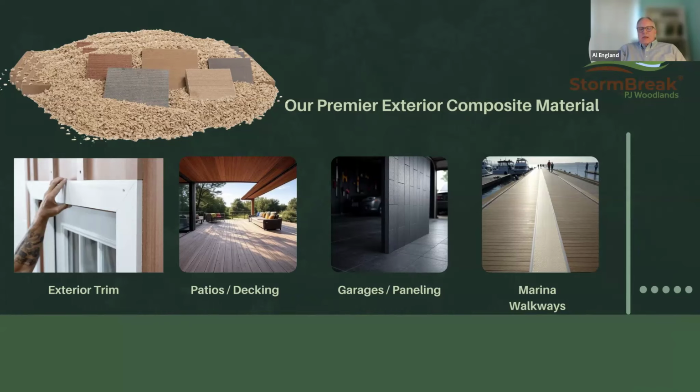For garage or patio paneling, color, dimensional stability, and maintaining tight seams and ease of installation are all keys. For marine decking and other marina components, moisture resistance, resistance to mold and decay, and elimination of leaching of ingredients from the product are all critical. Stormbreak very effectively checks each of these boxes.